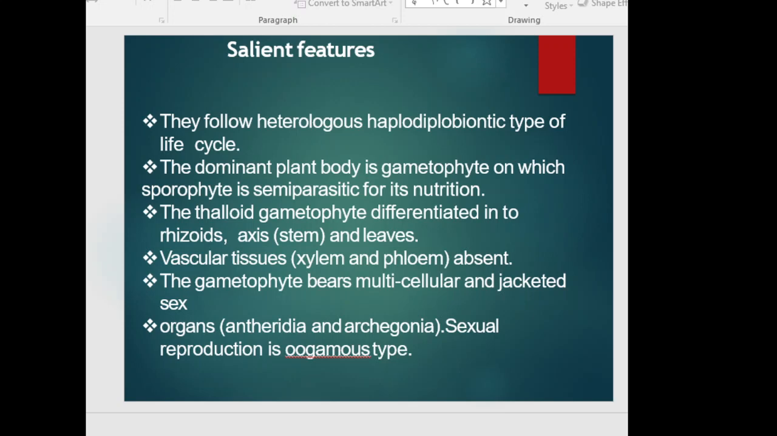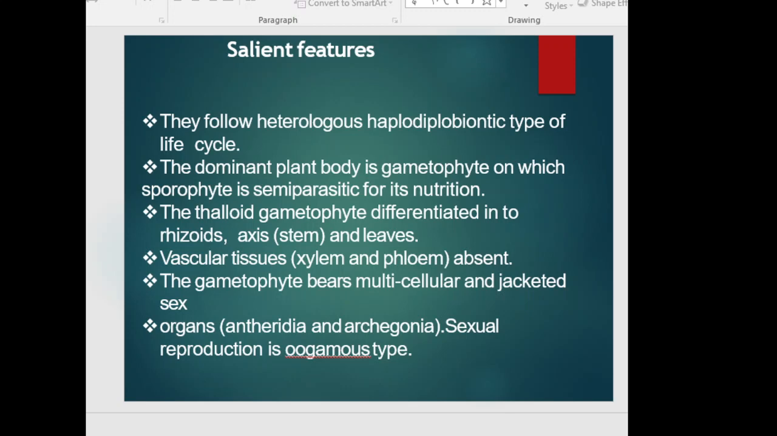Now they have the heteromorphic haplodiplontic type of life cycle. One phase is haploid and the other phase is diploid. The dominating phase in the bryophyta is the gametophytic phase, which is haploid. The thalloid gametophyte is differentiated into rhizoids, axes and leaves. Vascular tissue, as I already told you, is absent. That is, xylem and phloem are absent.